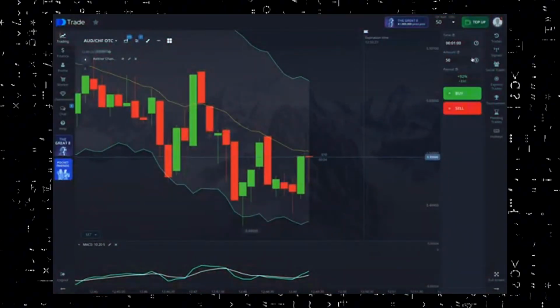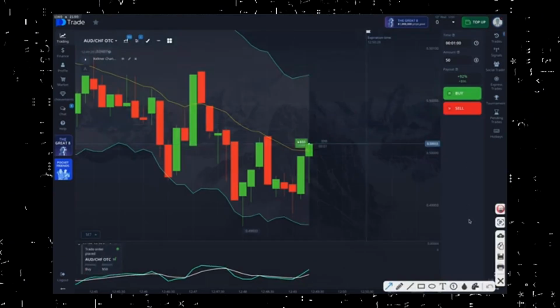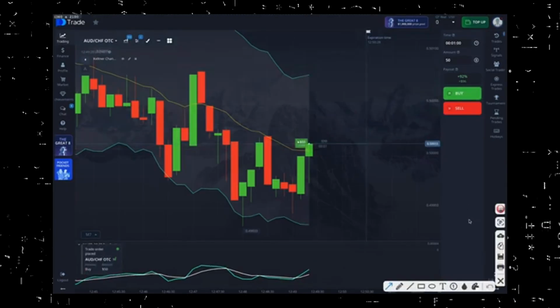I see the first situation. Set the expiry time to 1 minute. Make a buy trade for $50. Now I will tell you how to use this strategy for confident trading.